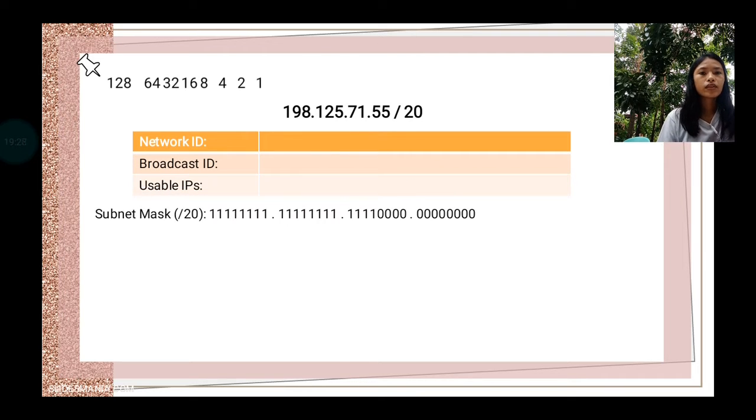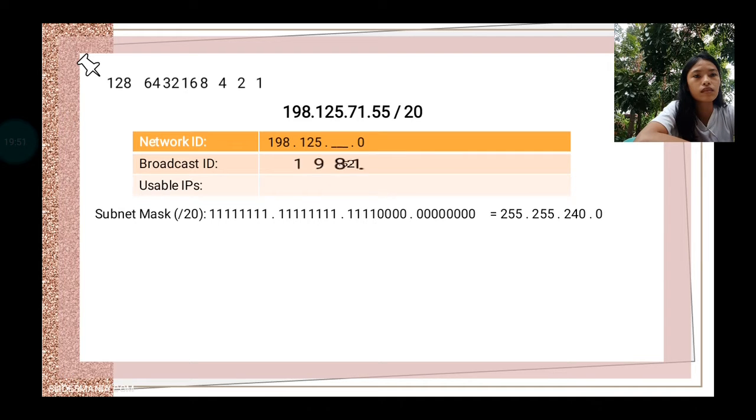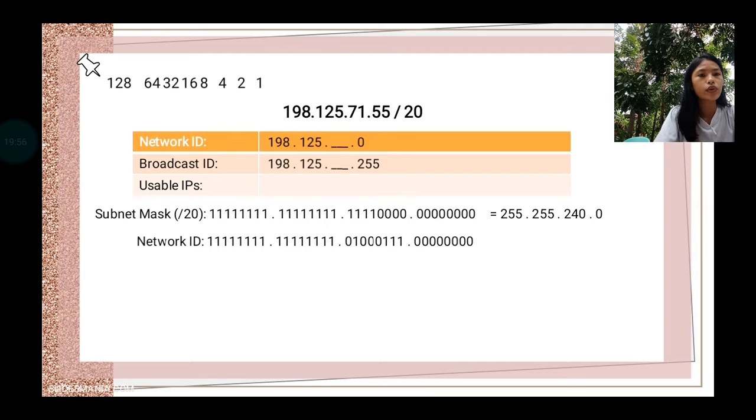So here we have our subnet mask /20 converted to binary notation. Here we have it, 255.255.240.0. Our network ID is extracted from our IP address and subnet mask.